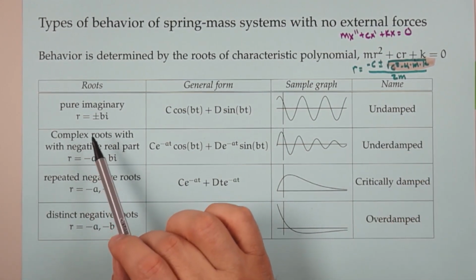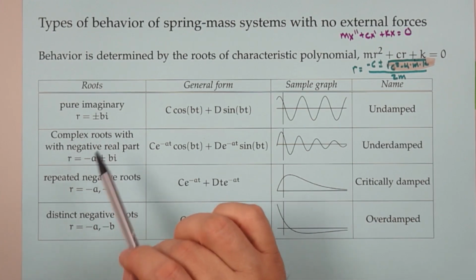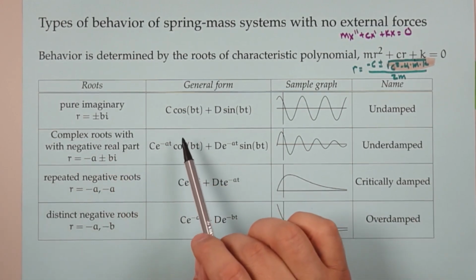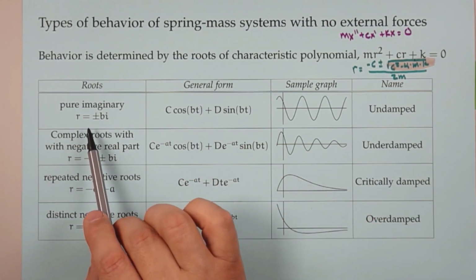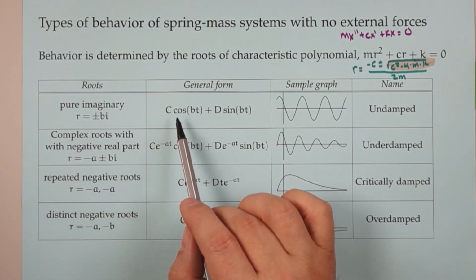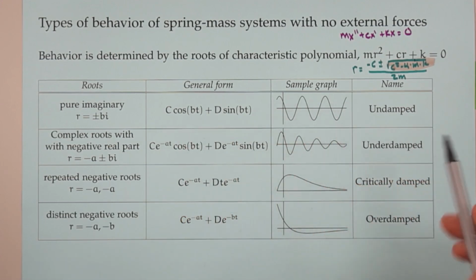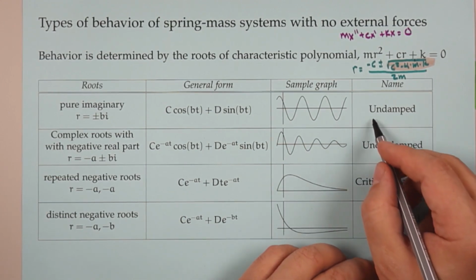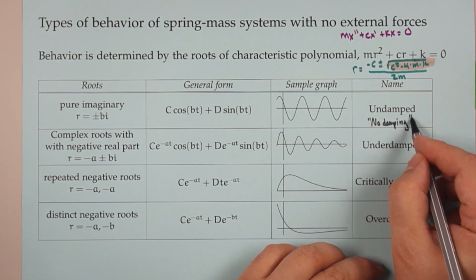The first case is when our roots are pure imaginary. In other words, there's no real part. For pure imaginary, that says we only have cosines and sines. There's no exponential function. If you think about it, you can think of this as 0 plus or minus bi, and e to the 0 is a 1. Well, cosines and sines just oscillate. And we call this undamped. Undamped is no damping.